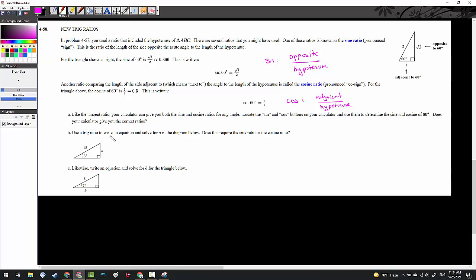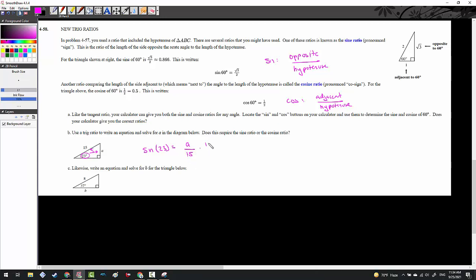Now it says use a trig ratio to write an equation and solve for a in the diagram below. Does this require sine or cosine? I'm looking at part B here, and this angle is 23 degrees. I have a side that is opposite the 23 and a hypotenuse. When I see that relationship, opposite and hypotenuse with an angle, I automatically default to sine. So sine of 23 is going to equal opposite, which is a, over hypotenuse, which is 15. So it's just like tangent, except not.